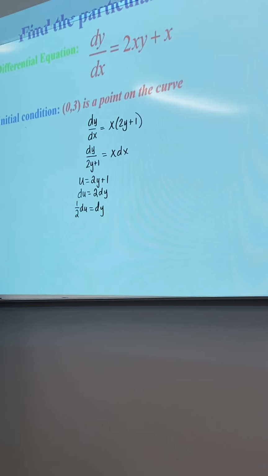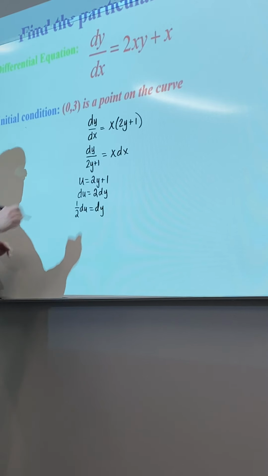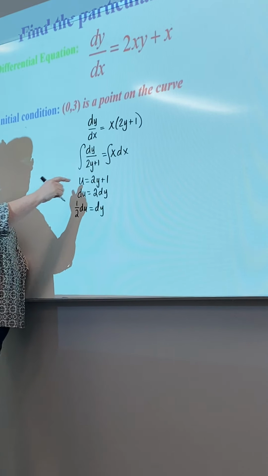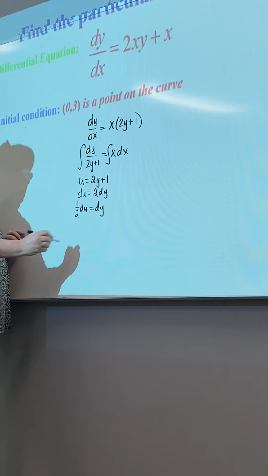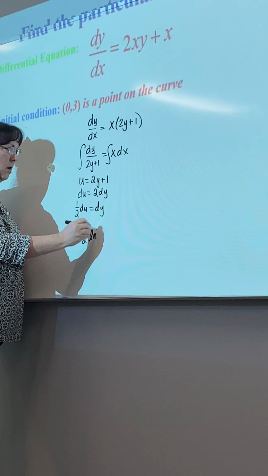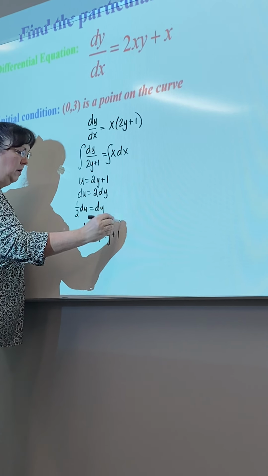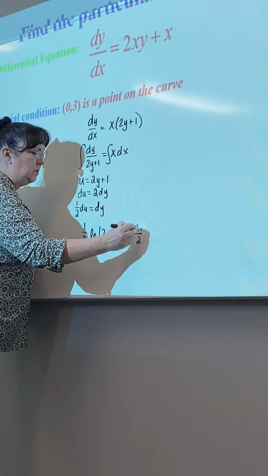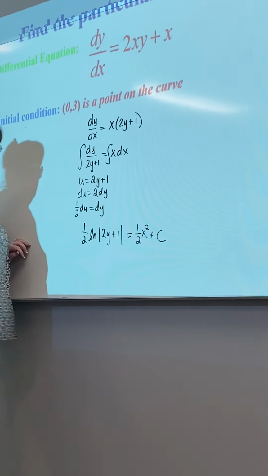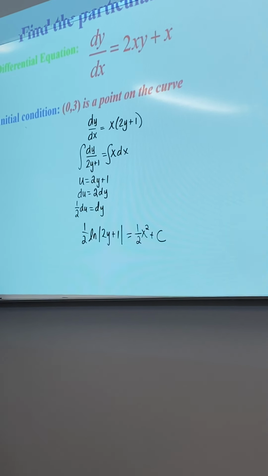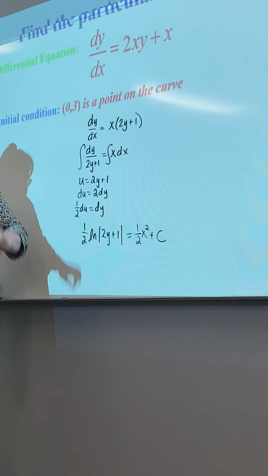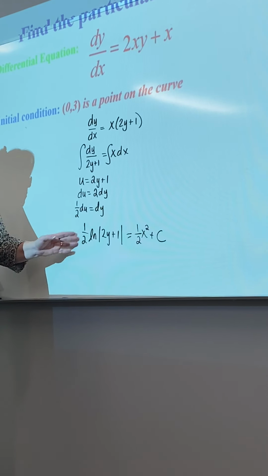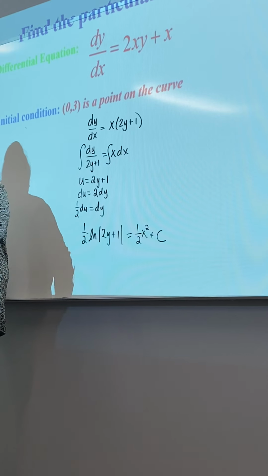So I do the U substitution, I end up with 1/2 antiderivative of du over u, so it's 1/2 natural log of 2y plus 1 equals 1/2 x squared plus c. Before you e both sides to get rid of the natural log, you have to get rid of the 1/2. You cannot have a number in front and e both sides.